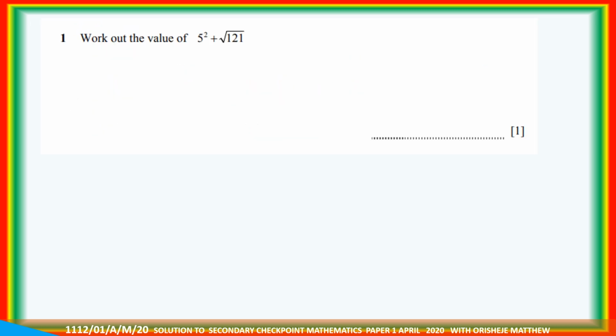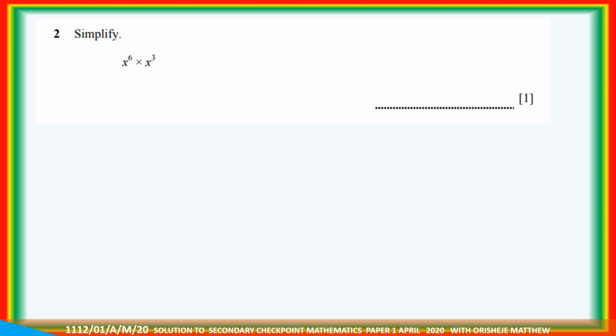Question 1. Work out the value of 5 squared plus the square root of 121. 5 squared is the same thing as 5 times 5, plus what number will I multiply to give me 121? That is 11 times 11. So we have 5 squared is the same thing as 5 times 5, which is 25, and the square root of 121 is 11. So you have 25 plus 11. That will give you 36. So the answer to question number 1 is 36.